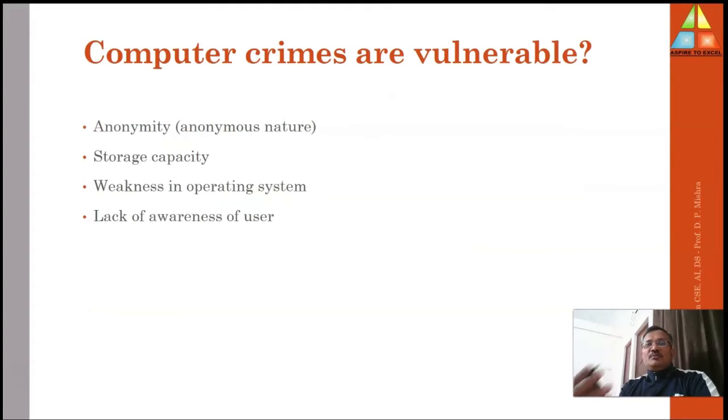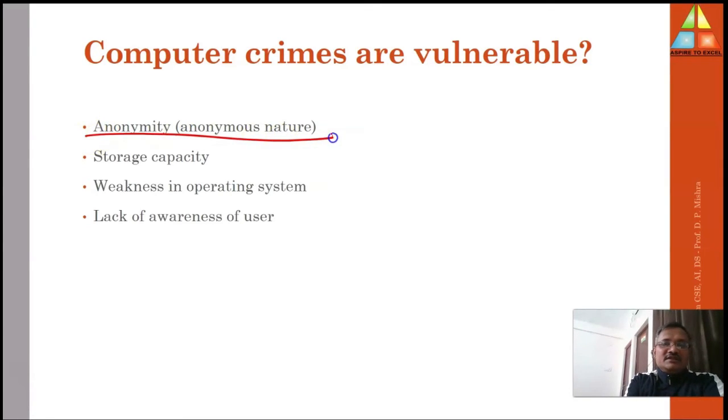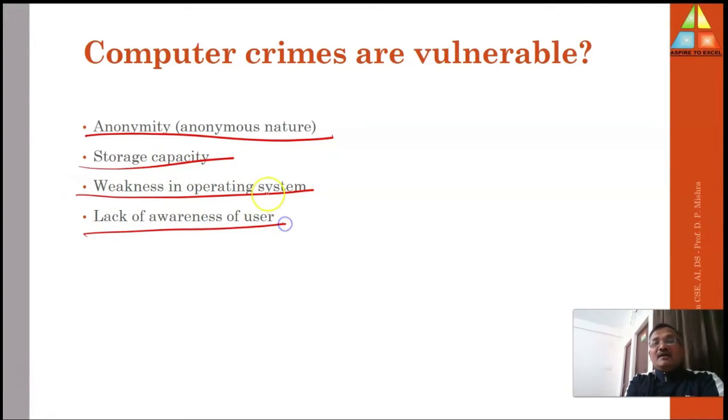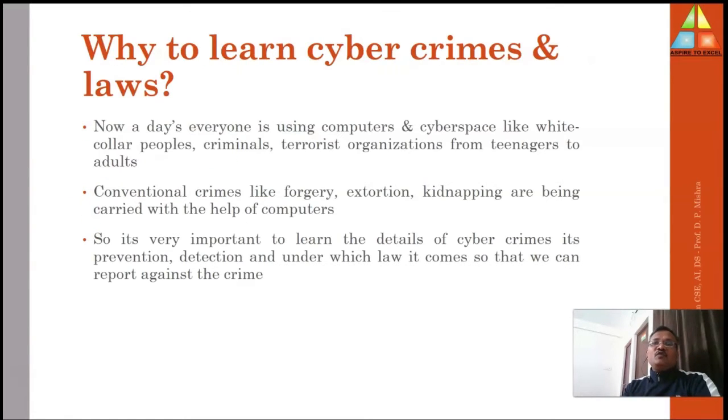One of the most important things related to cybercrime is that computers are vulnerable. That is, anonymity, in the sense that they are of an anonymous nature. Storage capacity is a major reason, along with weakness in operating systems, and most important, lack of awareness of users. So these are the major reasons why computer crimes occur.